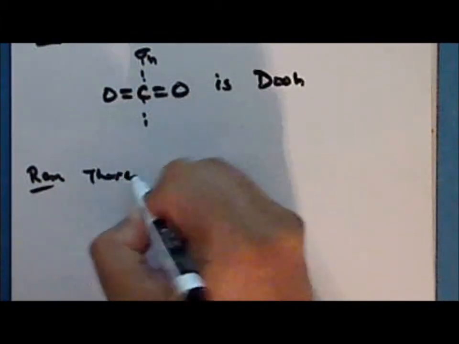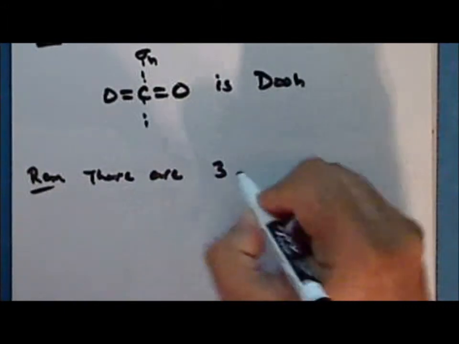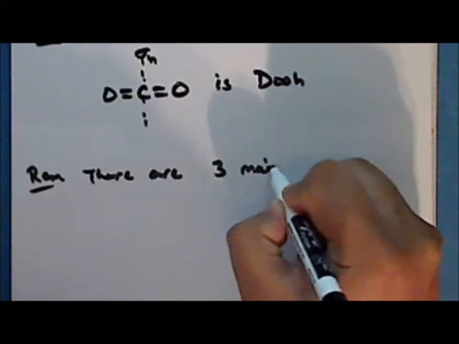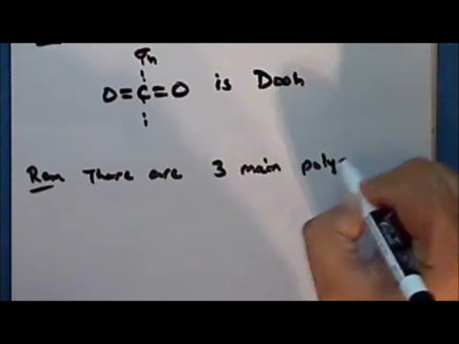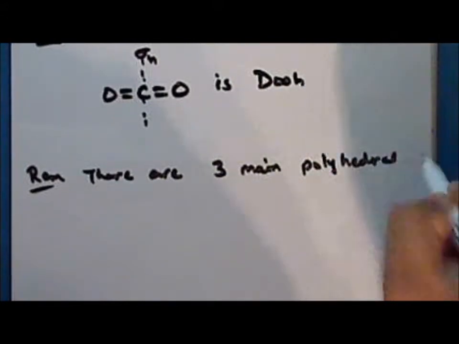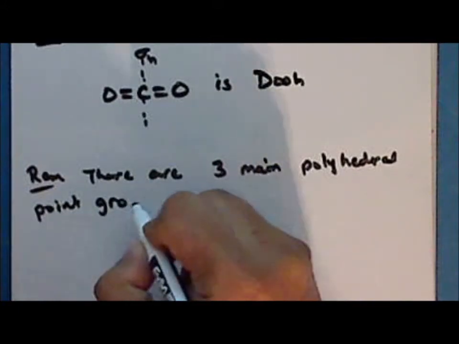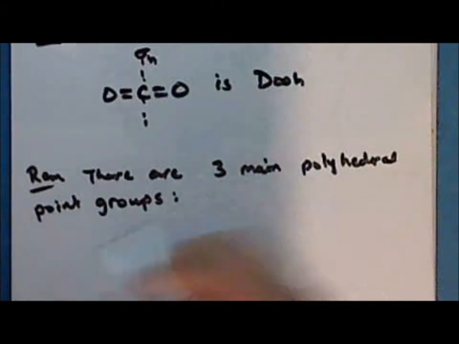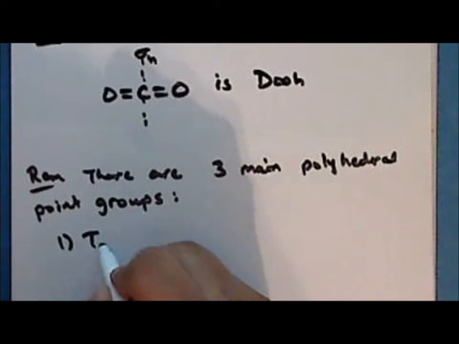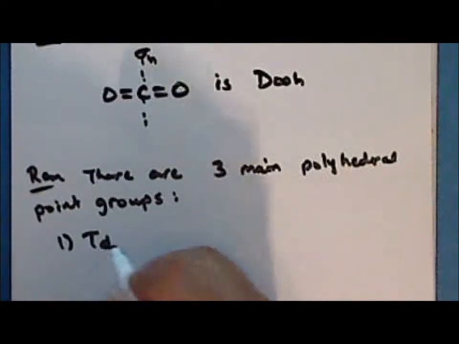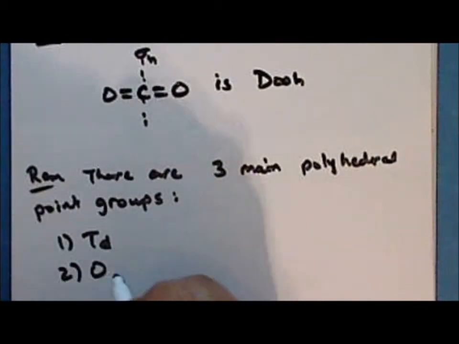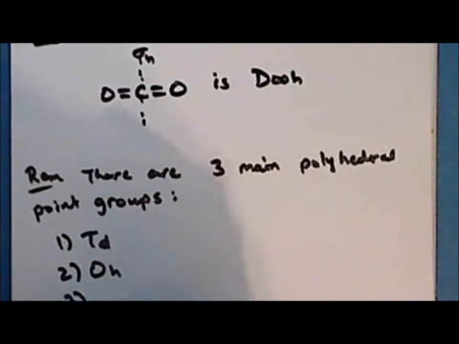Now there are 3 main polyhedral point groups. And these are denoted T sub D, O sub h, and I sub h.